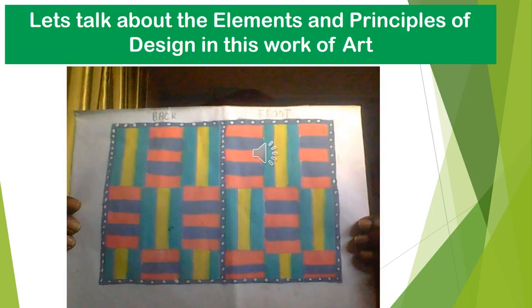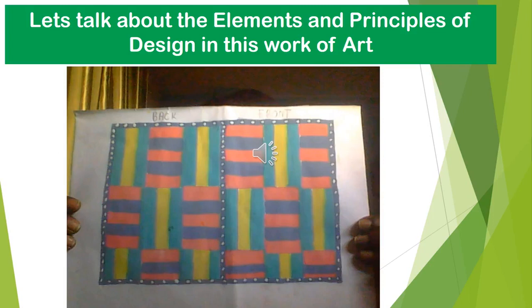Then I used dots for my border design. I used big dots for my border design. So I used colors, I used shape, I used dots, and I used what? Lines. You can see within the rectangle I divided them with lines, to get the different colors that I wanted to add to make the design more attractive. So these are the elements of design that I used in this particular artwork.